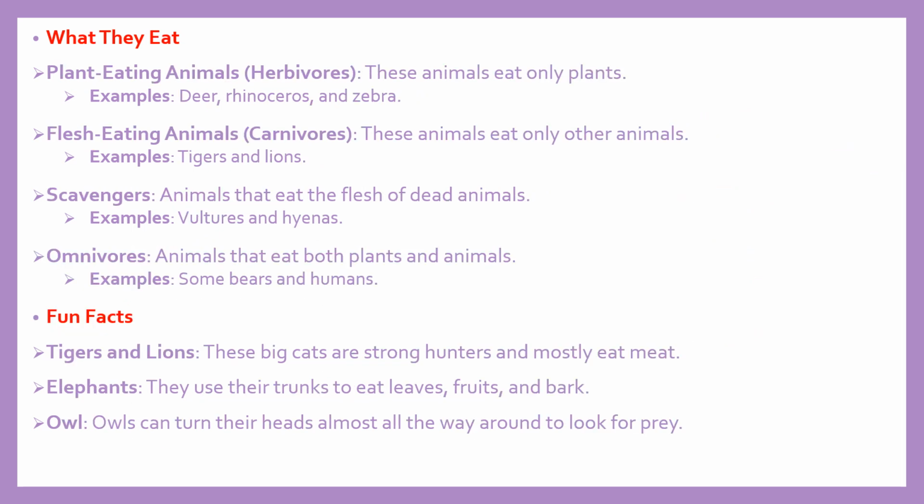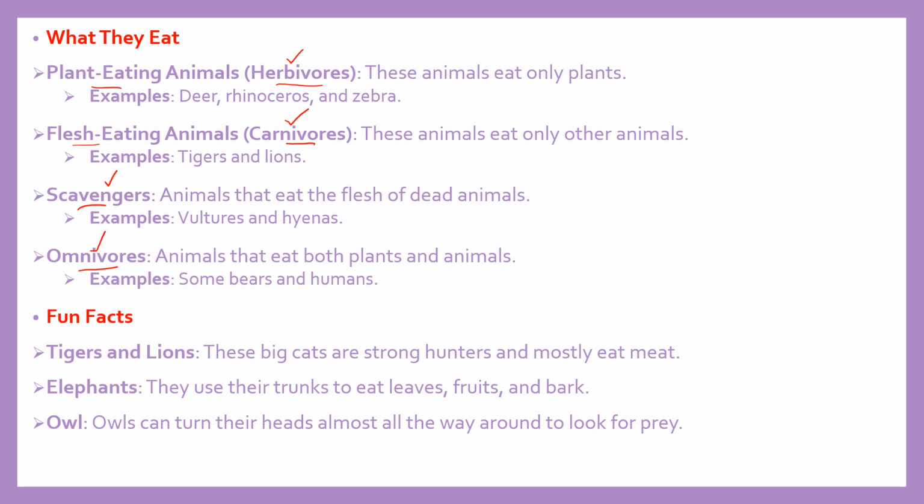What they eat? Some animals eat plants, and those animals are called herbivores, and some eat flesh, and those are called carnivores. And some animals eat the flesh of dead animals, and those are called scavengers. And some other animals can eat both plants and animals. Those are called omnivores. These words, herbivores, carnivores, scavengers, omnivores, you have to remember.